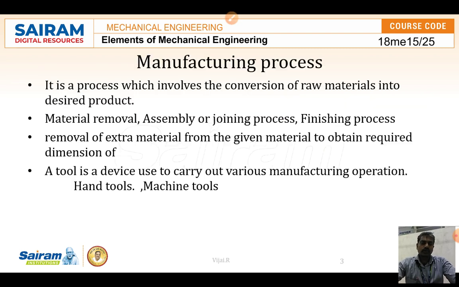First of all, the industrial manufacturing process is useful for the conversion of raw materials into the desired products. From the raw material we remove the unwanted material and make a component. Finally, we can use it for assembly of the products. Then a finishing process is done. That is what the manufacturing process consists of: removal, joining and finishing. How is the extra material removed? This is done by using cutting machine tools like the lathe, drilling machine and grinding machine.